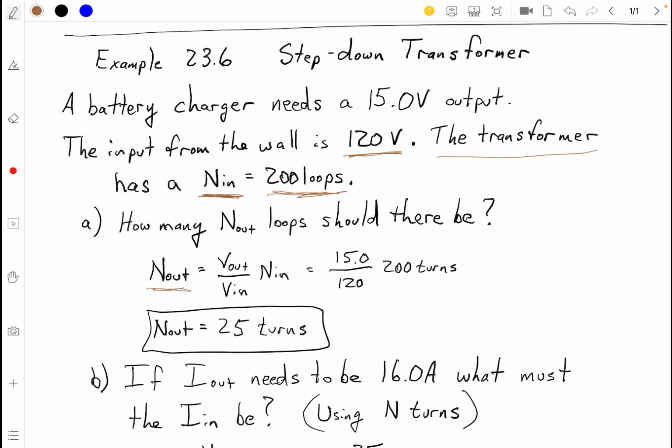So on the outside, we're just going to do the transformer equation. Simple ratio times our 200 loops gives us 25. So we start with 200 on one side, we end up with 25 on the other side. That steps it down, and we go from 120 volts to 15.